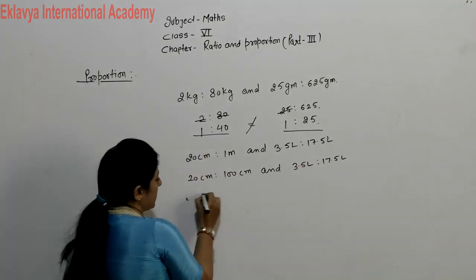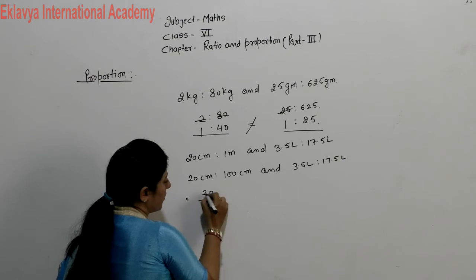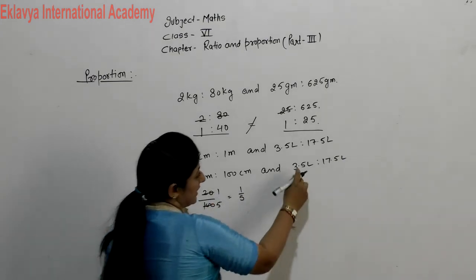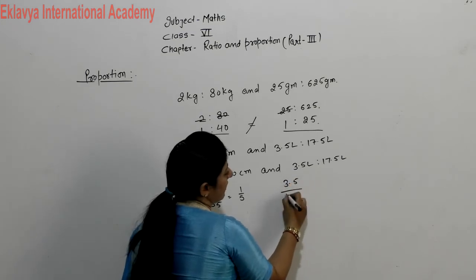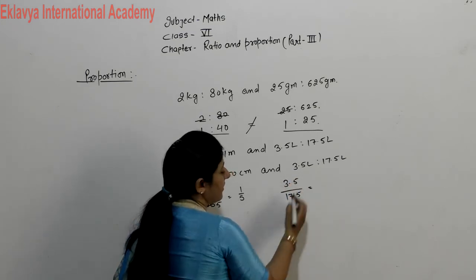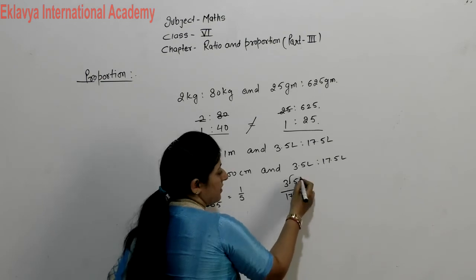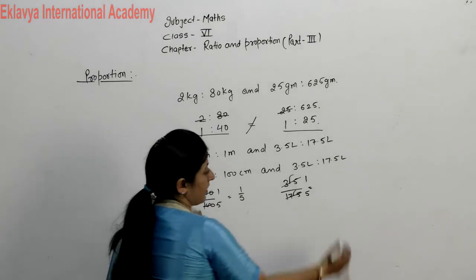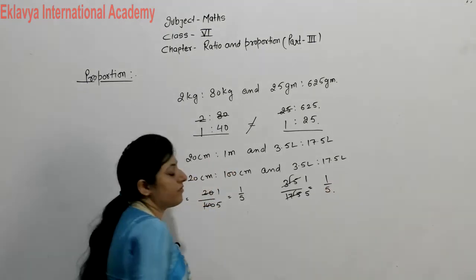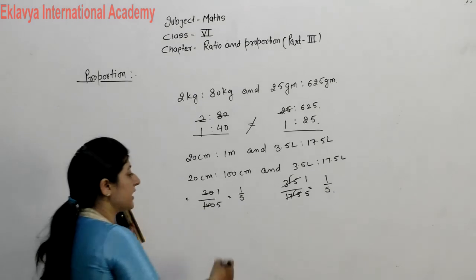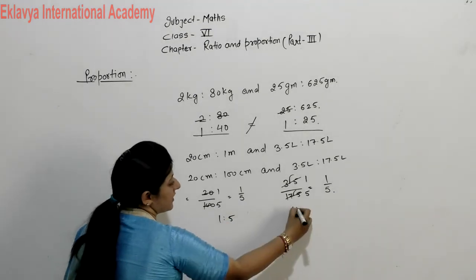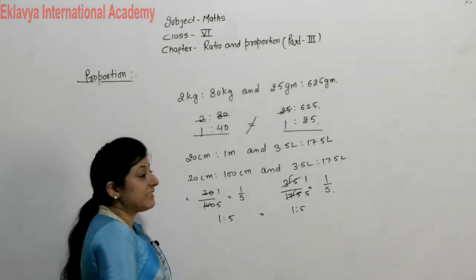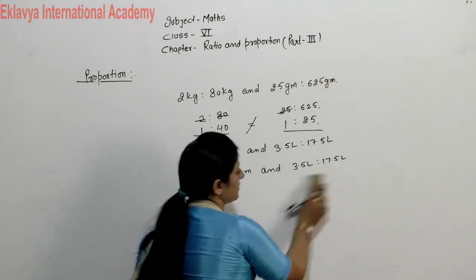Firstly we solve this. You can solve in fraction also. Then it becomes 1 by 5. This ratio is 3.5 divided by 17.5. If you see, 35 5s are 175. Both ratios, this is 1 ratio 5, this is 1 ratio 5, are equal. It means these are in proportion.